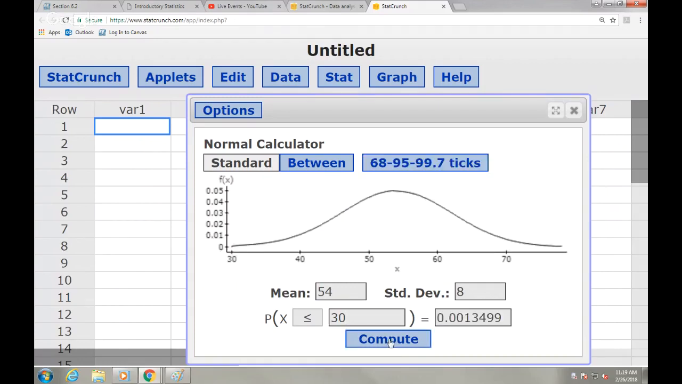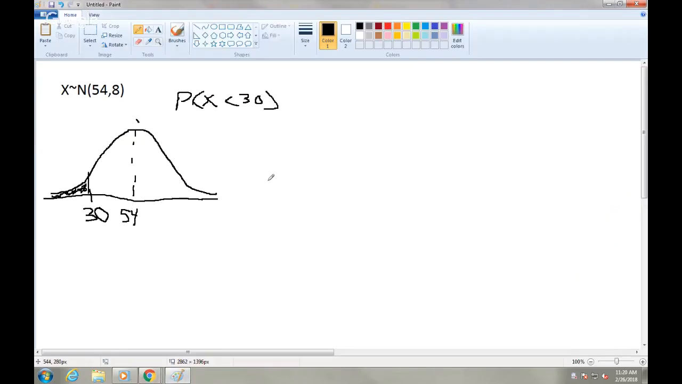Now, when I click compute, it helps me to look at this picture. Does it at least sort of look like what I've got? Well, it's not very easy to tell because 30 is way down here, and so there's hardly any area. You can barely see a little red blip there. There's not much area down there at all. But otherwise it looks somewhat like this in terms of it's not an upper tail area. It's not a lot of shading.